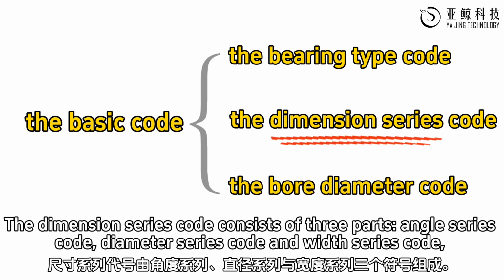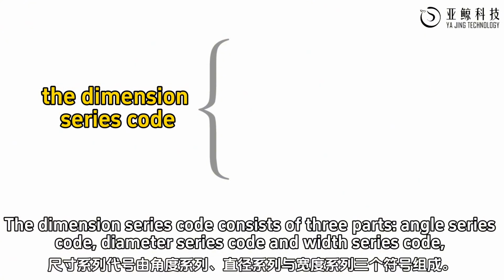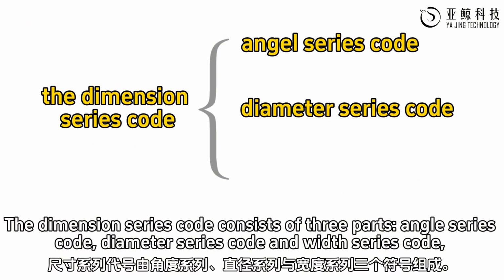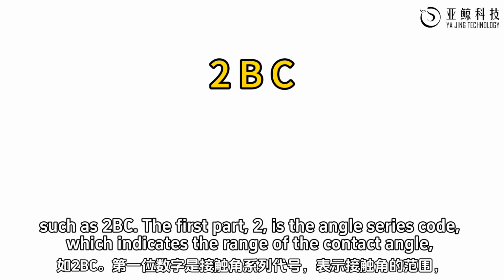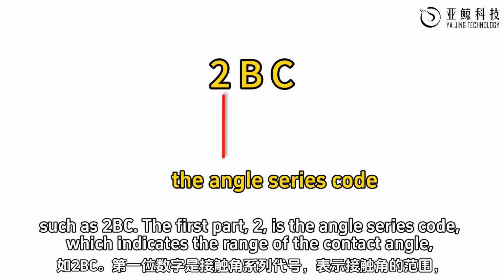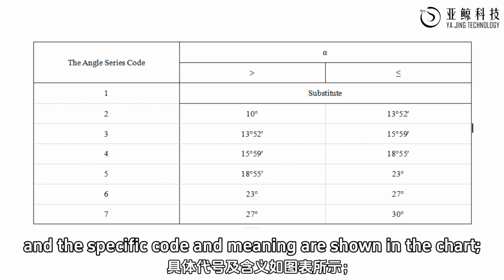The dimension series code consists of three parts: angle series code, diameter series code, and width series code, such as 2BC. The first part, 2, is the angle series code, which indicates the range of the contact angle, and the specific code and meaning are shown in the chart.